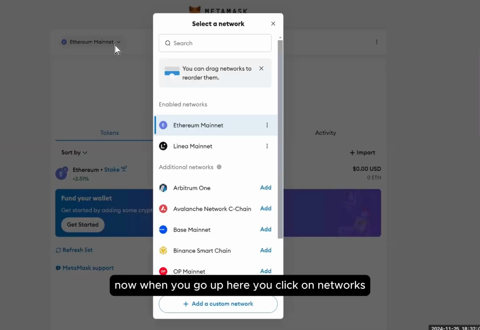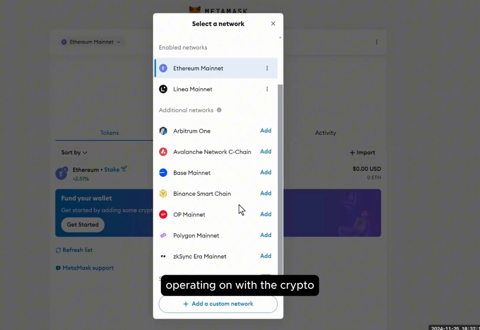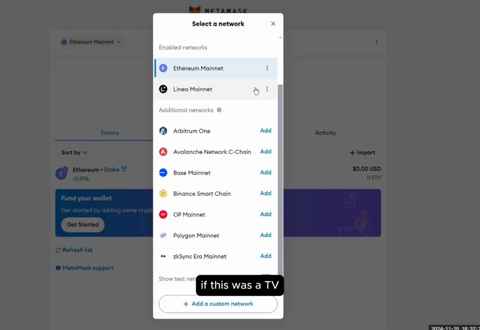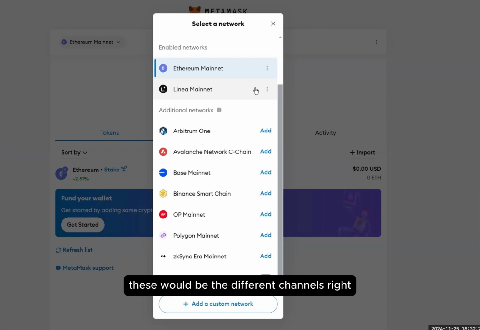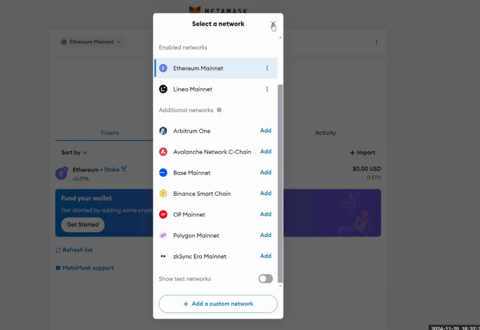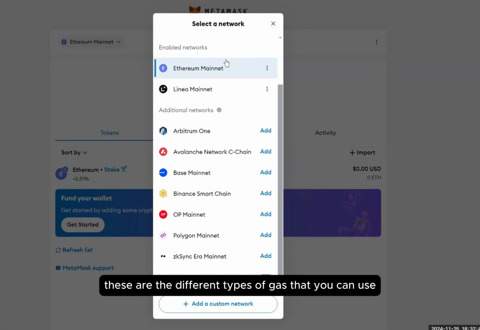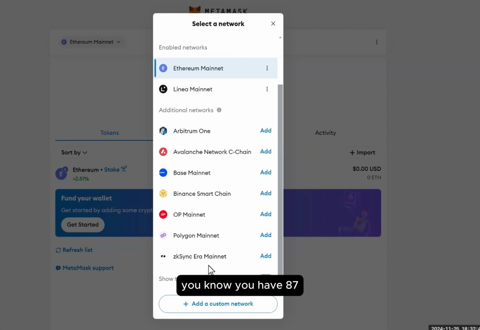Now, when you go up here, you click on networks. This is going to allow you to switch the network that you're operating on with the crypto. Now, a simple way to think of this is kind of like, if this was a TV, these would be the different channels, right? I got a better example. If this was a car, these are the different types of gas that you can use. You have 87, 89, whatever. At the end of the day, it's still gas.